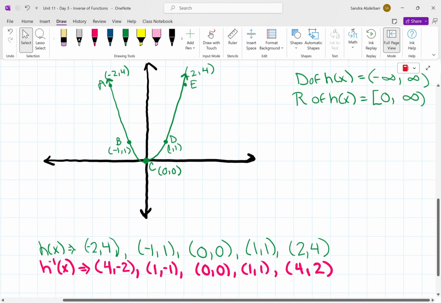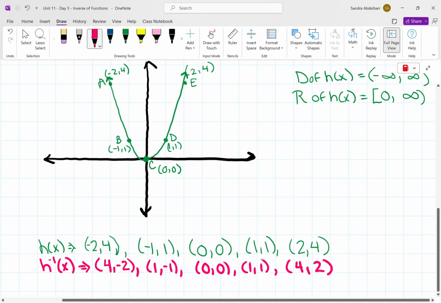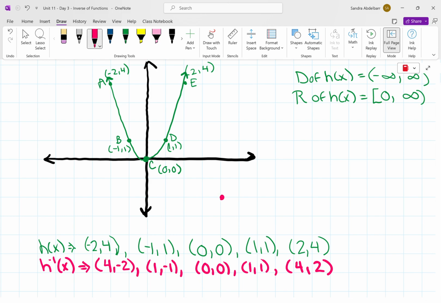And now I'm going to plot these points. So we have 4, -2. And then we have 1, -1. We have 0, 0. We have 1, 1. And 4, 2. So my graph looks something like this.